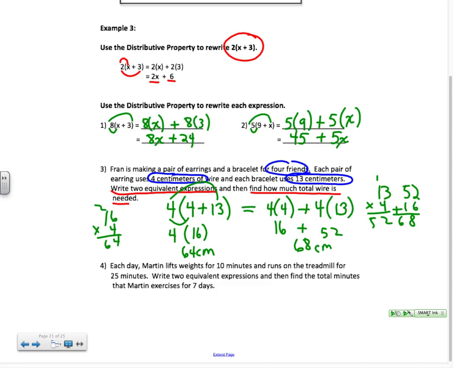I wonder. 13. Oh, I know why. Because 4 plus 13 is not 16. It's 17. I found my mistake, which is good. I noticed I did something wrong. So everyone makes mistakes, and I checked my work. Now I can see where I can correct it.